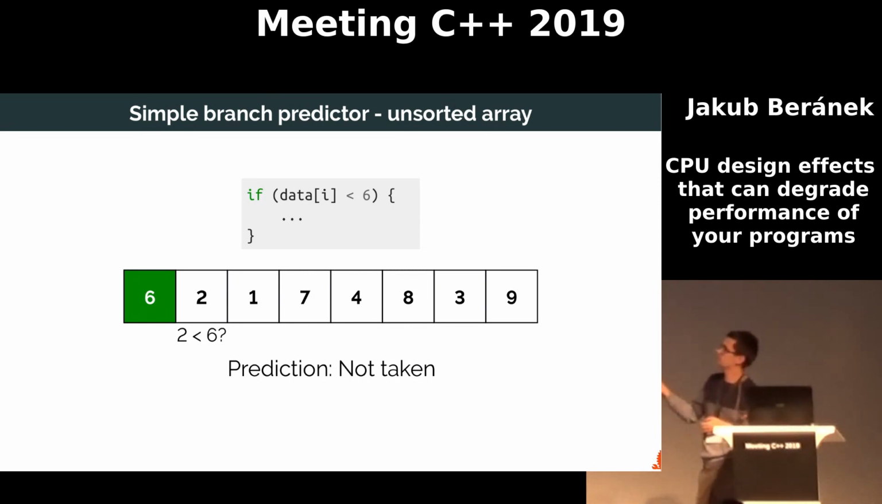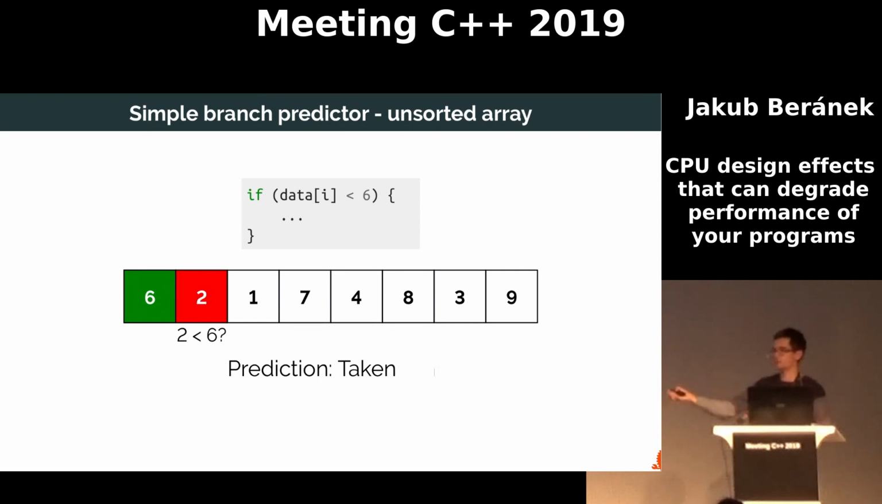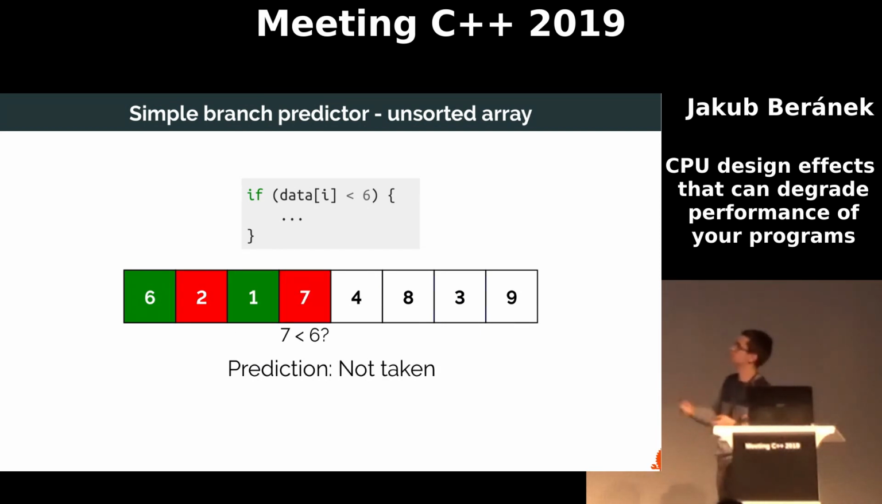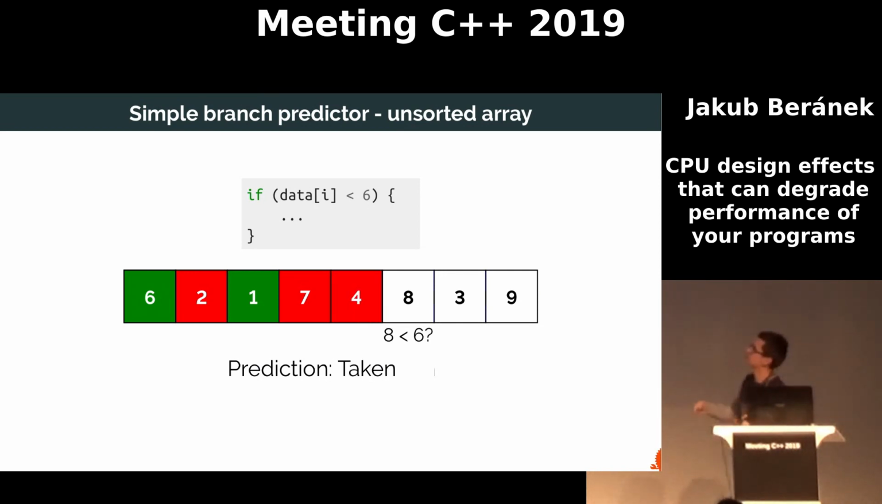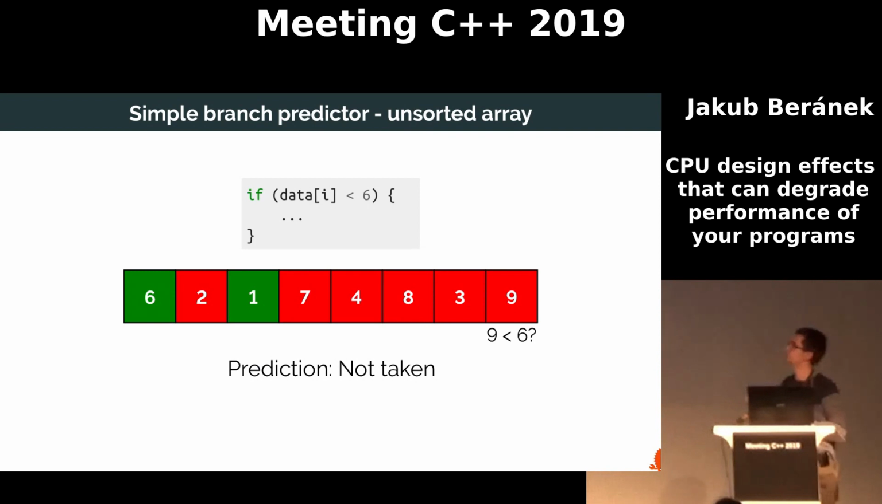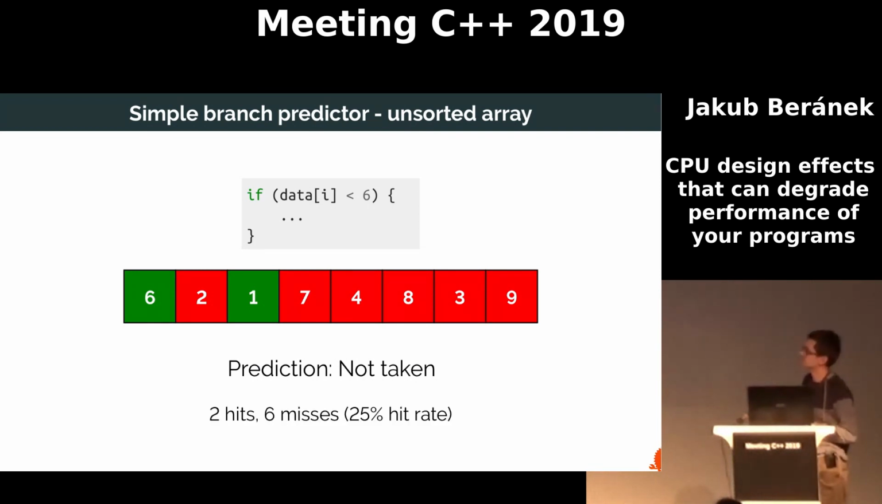However, 2 is smaller than 6, so this prediction is wrong, and because this predictor will predict that the next branch will be the same as the last one, it will change this prediction. The next one is correct, however, the next one will be wrong, and it will switch. The next one is smaller, so it will be wrong again, and it will switch. And if the numbers are constantly switching, this predictor will basically miss each branch up to some point. So we have only 2 hits and 6 misses.